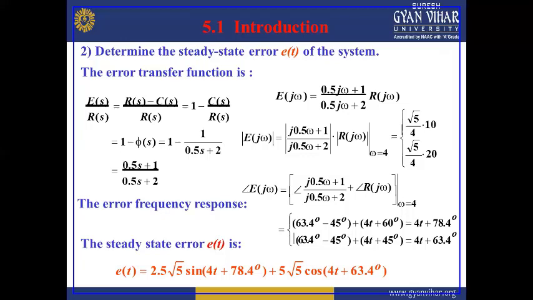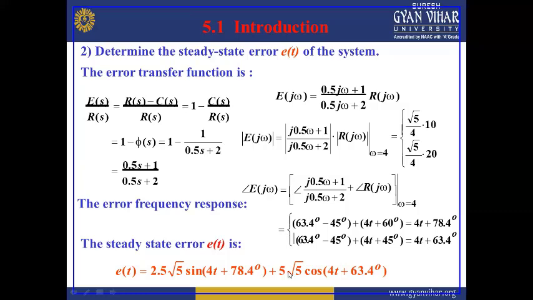Now when I substitute s equal to j omega, I will get E(j omega) equal to (0.5 j omega plus 1) upon (0.5 j omega plus 2) into R(j omega). Now I segregate the magnitude section and the phase section. At omega equal to 4, I will get root 5 by 4 into 10 root 2 upon root 5 by 4 into 20. Similarly, the phase angles will be 4t plus 78.4 degree and 4t plus 63.4 degree.